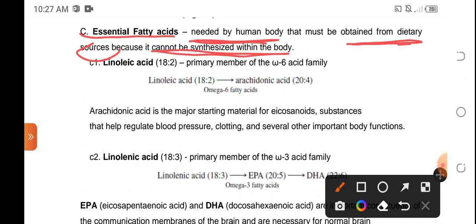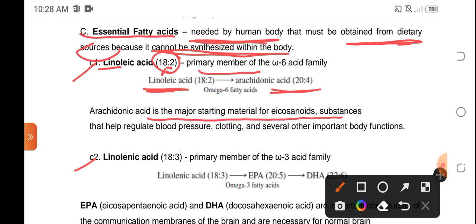So, what are these essential fatty acids? We have linoleic and linolenic. Linoleic has 18 carbon atoms and 2 double bonds. It is very essential because it's a primary member of the omega-6 acid family. It is essential because linoleic is used for the synthesis of arachidonic acid. Okay, arachidonic acid is a major starting material for eicosanoids, which are the substances that help regulate the blood pressure, clotting, and other important body functions.